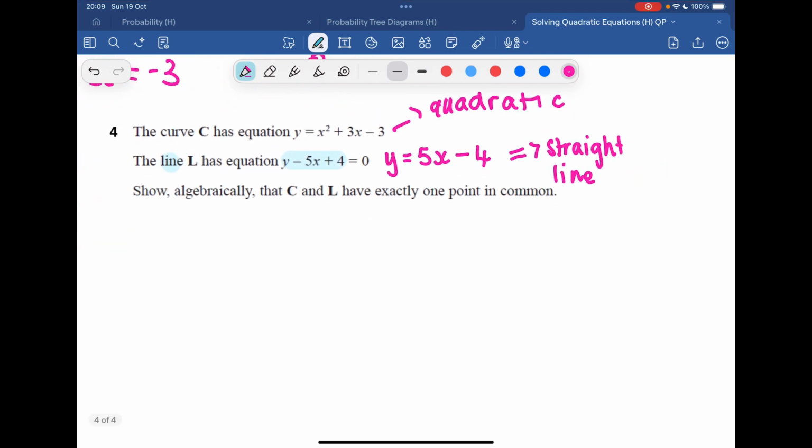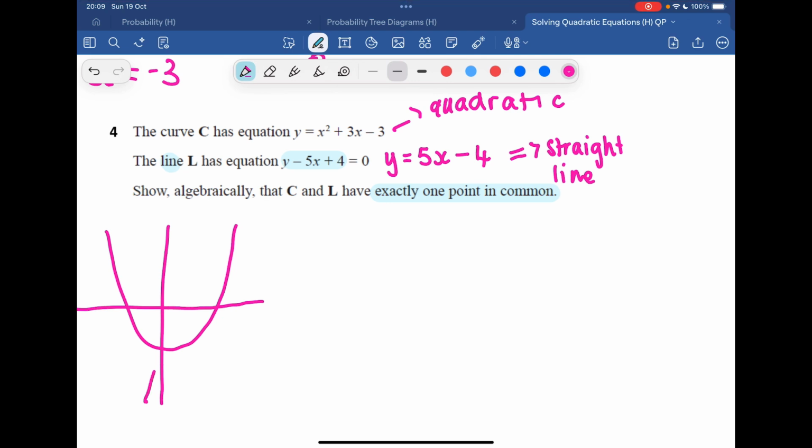So, to show that the curve C and line L have exactly one point in common, we need to visualise what that actually means. So let's draw a rough plot of what this could look like. We have this curve C and we have some straight line. There's going to be some point where these will intersect and they will share some coordinate. If we pick off the point that they share, this is going to have some coordinate x, y, and we need to prove that there's only one of those. We need to prove that it's not going to meet anywhere else.